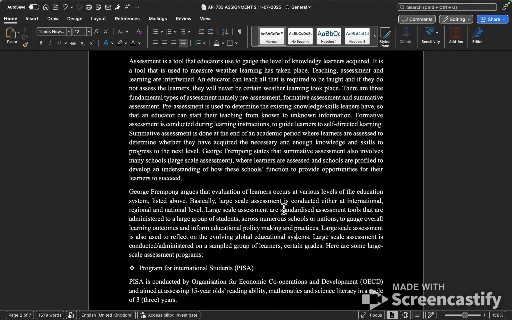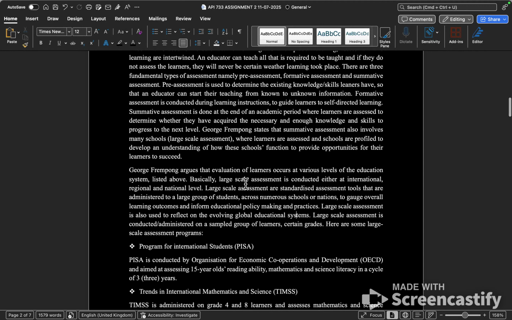George Frimpong states that summative assessment also involves many schools. That is what I just said, large-scale assessment, where learners are assessed and schools are profiled to develop an understanding of how these schools function to provide opportunity for their learners to succeed.